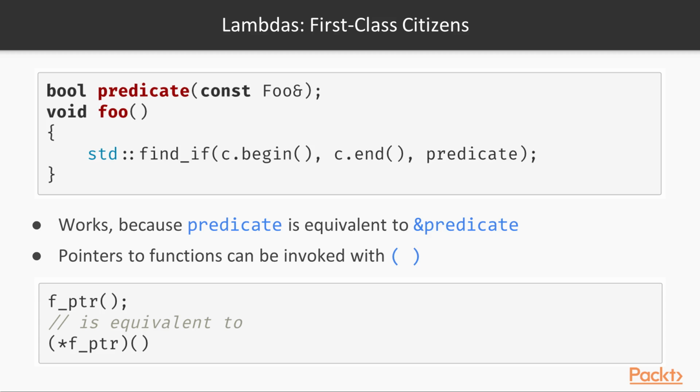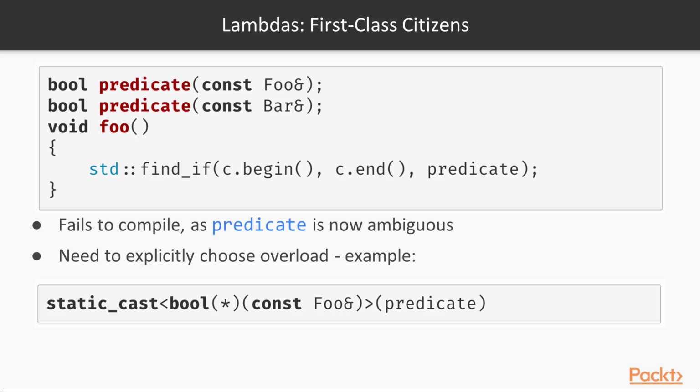Here's an example of invoking the std::find_if algorithm by passing a regular function. In this case, I have a bool function called predicate, which takes a const Foo&. I can safely pass it to std::find_if and it will work, but not because a function can be passed around, but because predicate is equivalent to &predicate. It will implicitly be converted to a function pointer to predicate. Also, pointers to functions can be invoked with the call operator, so the internal implementation of find_if will seamlessly work for function pointers and/or function objects.